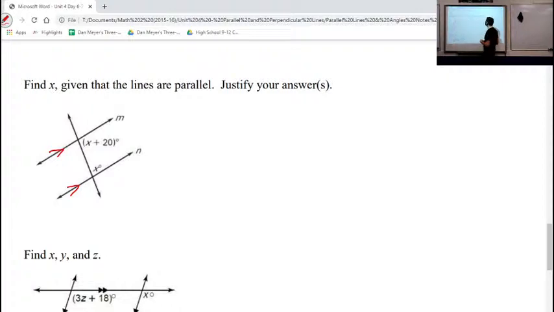Next, given that these lines are parallel, justify your answers. So in this one, here are the parallel lines. We're inside those parallel lines. They're both inside the parallel lines, and so we need to look at what side of the transversal they're on. Here's our transversal cutting through, and it looks like they're both to the right of that transversal. Both to the right. And so they are same side interior angles.